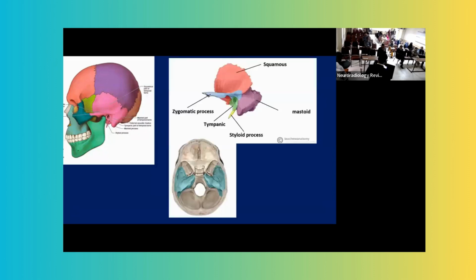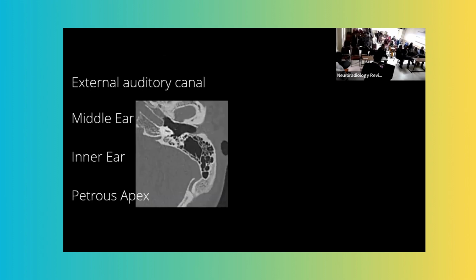And temporal bone is composed of multiple subsegments. For example, the zygomatic process, tympanic segment, styloid process is part of temporal bone. Mastoid process is part of temporal bone, and squamous is also part of temporal bone. And also, the petrous bone is also part of temporal bone. So temporal bone, for the purpose of this talk, I'm dividing into external auditory canal, middle ear, inner ear, and petrous apex.